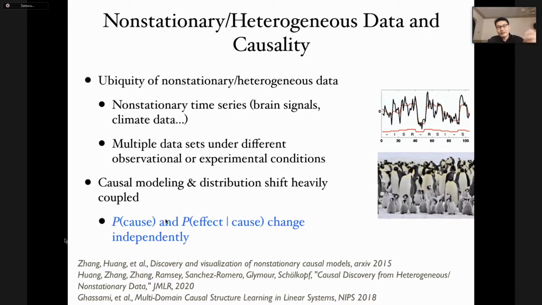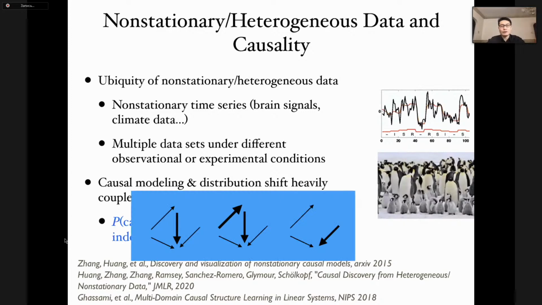In other words, if you have non-stationarity or distribution shift, then the distribution of cause and the distribution of effect given cause would change independently. Otherwise, you have to explain the dependence between them. You have to introduce common causes, right? So the probability distribution of cause and the conditional distribution of effect given cause would change independently. And right here, you can see, if you know it's causal, you can say something about how the joint distribution can change. On the other hand, if you see the distribution shift phenomenon, then you can verify that and you can find the causal information without much difficulty. That's what we are going to make use of to discover causal information from non-stationary or heterogeneous data.